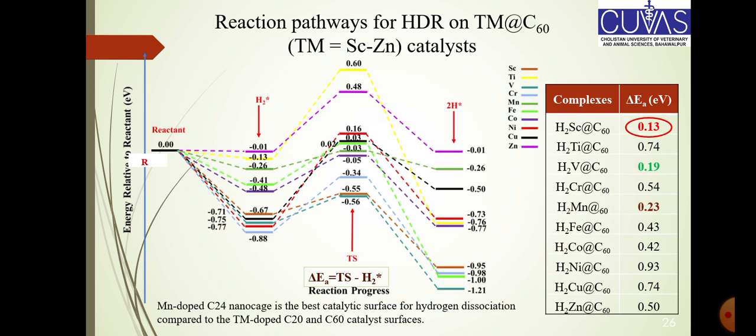The lowest dissociation barrier in the transition metal doped C20 catalyst is observed for scandium. Although the scandium doped C60 complex showed better catalytic activity than the transition metal doped C20 catalyst, it is not as effective as the manganese doped C24 catalyst. Therefore, we conclude that the manganese doped C24 nanocage is the best catalytic surface for hydrogen dissociation compared to the transition metal doped C20 and C60 surfaces.